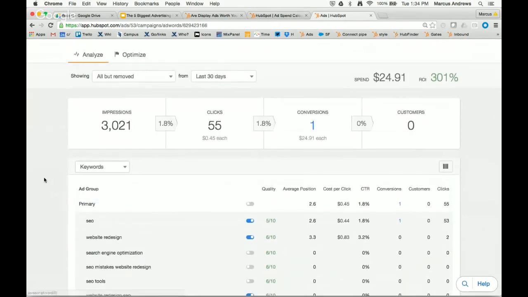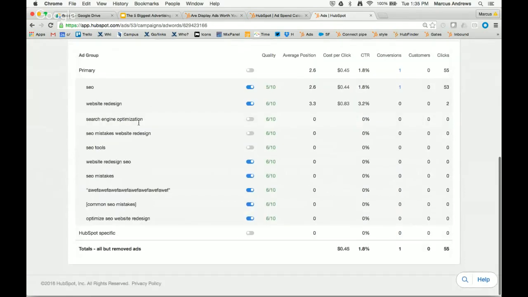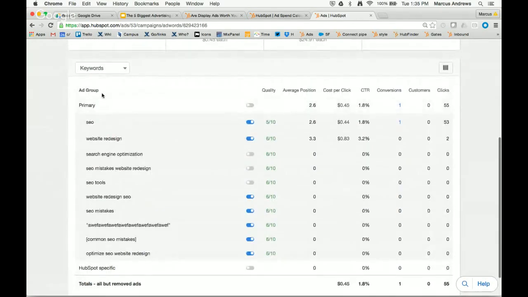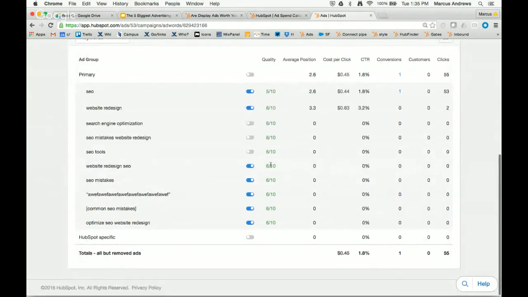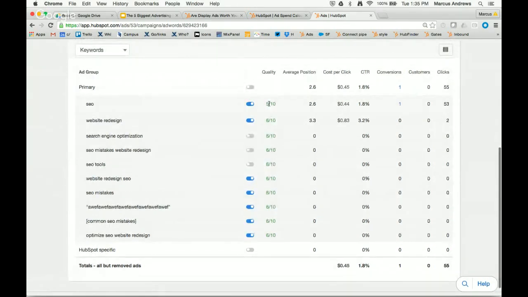You can see the different ad groups. There's only one ad group in this campaign, but if there were multiple ad groups, you would see the multiple. And then you can see all the different keywords. It seems like in this example, they shut off a few keywords because they weren't performing very highly. All of these keywords have a pretty good quality score. 5 isn't great. They may want to look at that and optimize it.